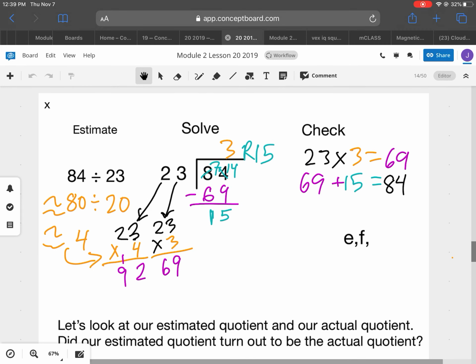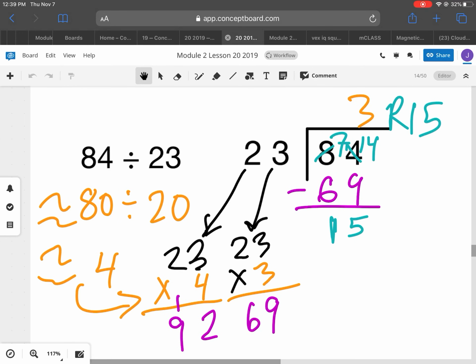Alright, so in this problem right here, we started off doing our estimation on the left. Hopefully you can see that. And with that estimation, we use the 4 to multiply it times our divisor of 23. And we got 92. 92 was too much, so we need to go down 1. So 1 less than 4 would be 3, and we multiply it times 3. Okay, so from that 3, we got 69. And 69 is less than the 84, so we decided to subtract that.